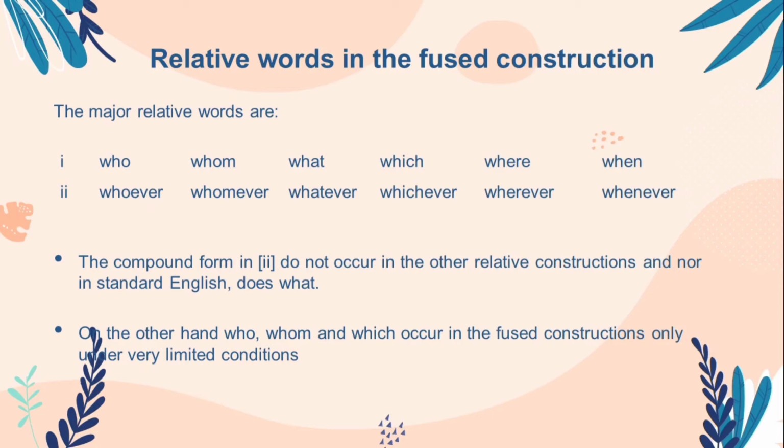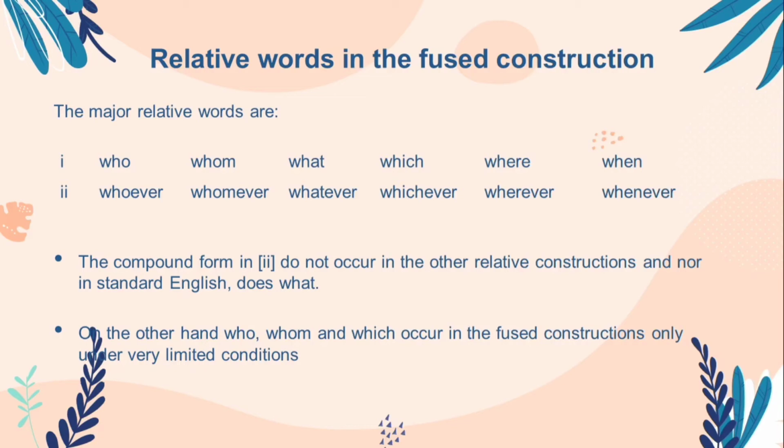Whom is always used when it is preceded by a quantifier such as all of, both of, few of, many of, several of. And the next is what. What is used to refer to specific information. And the next is which, used to refer to a thing or an idea. And the next is where, which refers to places or location. And the last is when, which refers to the time or an occasion.